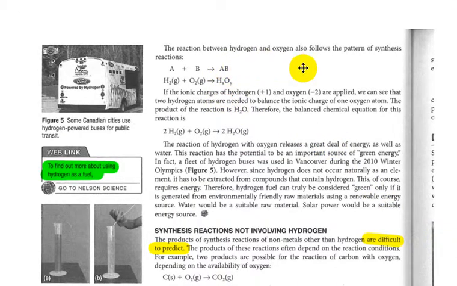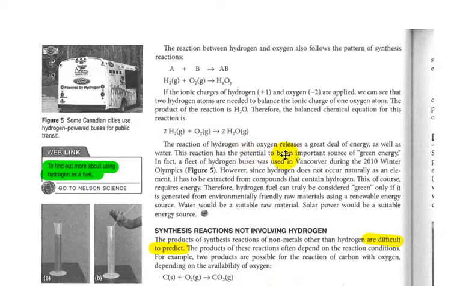The reaction between hydrogen and oxygen follows the pattern of synthesis, like the other ones. A plus B gives you AB. If the ionic charges of hydrogen and oxygen are applied, we can see that 2 hydrogen atoms are needed to balance the ionic charge of 1 oxygen. So the product would be H2O, therefore the balanced equation would be a little bit different. So you can see here I have to have 2 oxygens here, so I need a 2 here to make 2 oxygens. That gives me 4 hydrogens, if I put that 2 in front.